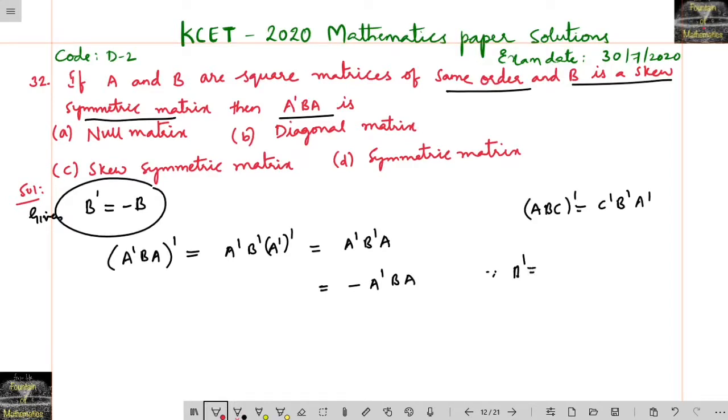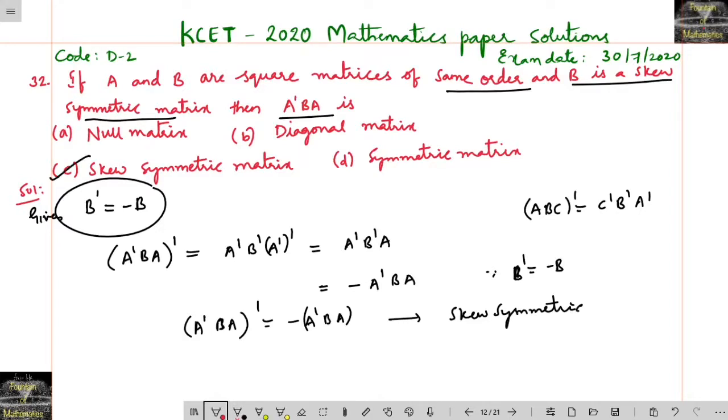Since we had B dash is equal to minus B, A dash B A whole transpose is equal to minus of A dash B A. So what it means here, it says clearly that some matrix transpose is equal to minus of that matrix. So which is a skew symmetric. So we can say A dash B A is a skew symmetric matrix, option C, right? So let's move to the next question, question number 33.